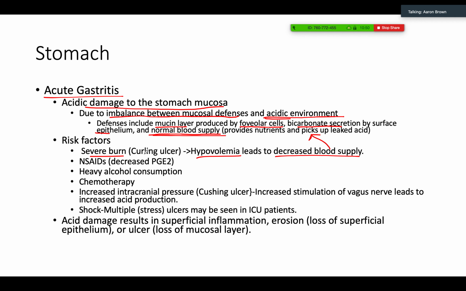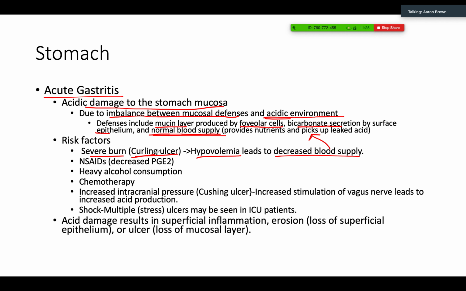Okay? This type of ulcer, so you have a patient who gets a burn, right? Say they spill some boiling hot water on themselves and it covers half of their body. It was a big pot of hot water, right? They're now in the ICU. Because of that severe burn, they develop hypovolemia. That's what happens in burn patients. That leads to the decreased blood supply, and that leads to an ulcer in the stomach. Okay, be able to connect those dots.